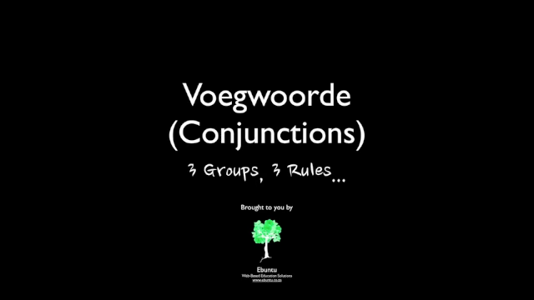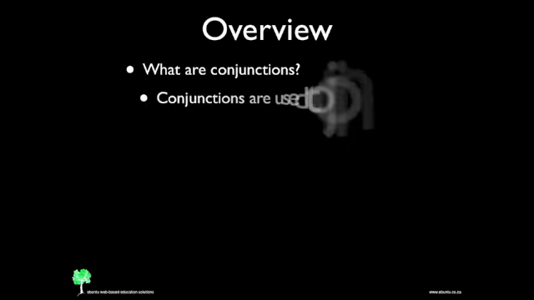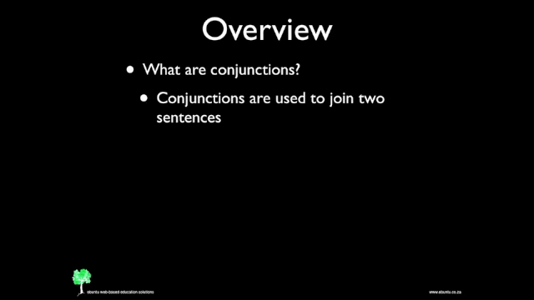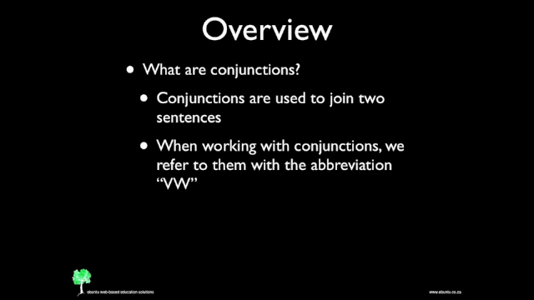We're going to look at conjunctions or Voegwoorde. We'll look at the three rules and how to apply them. Firstly, let's just get an overview of what conjunctions are: words that join sentences. For the purpose of this explanation, we're going to refer to conjunctions as VW or Voegwoorde.